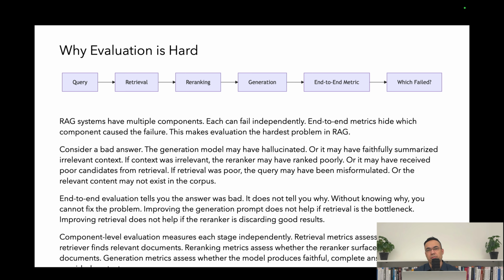Component-level evaluation measures each stage independently. Retrieval metrics assess whether the retriever finds relevant documents. Re-ranking metrics assess whether the re-ranker surfaces the best documents. Generation metrics assess whether the model produces faithful answers from the provided context. Combining component-level and end-to-end evaluation provides diagnostic power. End-to-end metrics detect the problems, and component-level metrics localize them.